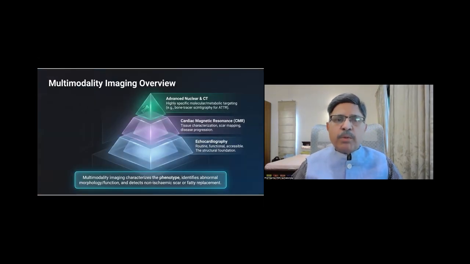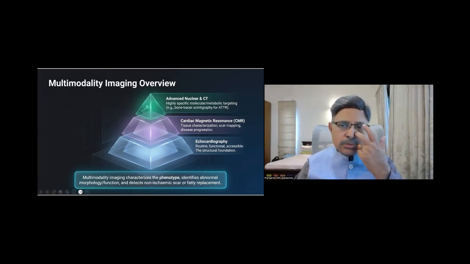Now, multimodality imaging overview. MMI, multimodality imaging. What is the baseline? You see the base of the pyramid. Echocardiography is the base of the pyramid, the routine, functional, accessible, and structural foundation. This is a routine test, a functional test, a structural test, highly accessible, and this is the structural foundation for our diagnosis. Second one is called CMR.